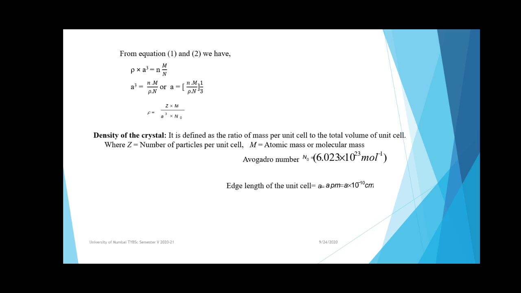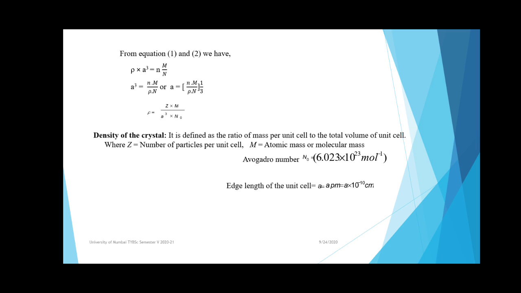So in short, if you want to calculate the density, then the above equation can be rearranged. Rho is equal to z into m upon a cube into N0. So what is z here? Z is the number of atoms per unit cell, m is the molecular mass of that atom, a cube is the volume of the unit cell, and N0 is Avogadro's number. If you have all 4 parameters, then you can get the density of that unit cell.